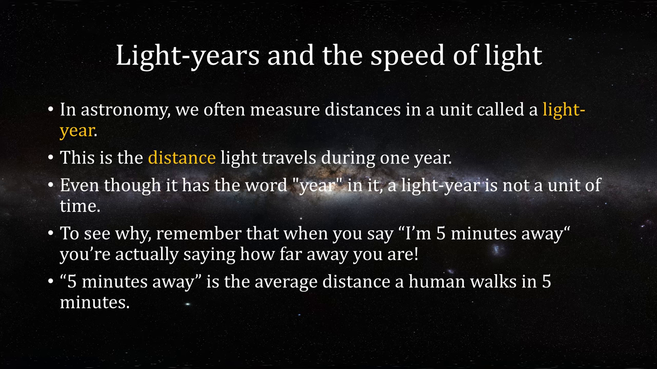Now, in astronomy, we often measure distances in a unit called a light year. This is the distance light travels during 1 year. Now, it's important to understand that even though it has the word year in it, a light year is not a unit of time. To see why, remember that when you say, I'm 5 minutes away, you're actually saying how far away you are. 5 minutes away is the average distance a human walks in 5 minutes, or maybe drives if you're in a car. So even though you're specifying a duration of time, you're actually measuring a distance.